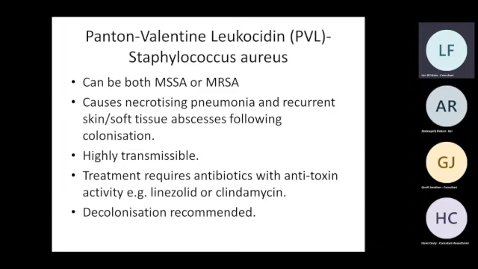Quickly, PVL. So PVL is a particular toxin in some strains of Staph aureus. The strain can be an MSSA or an MRSA, and you get a necrotizing pneumonia with it, or recurrent skin soft tissue abscesses. They don't tend to present together, either pneumonia or the skin abscesses. It's very highly transmissible, and when we treat them, we give an antibiotic with an antitoxin activity as well, such as linezolid or clindamycin, but that's usually on specialist advice. And we would try to decolonize these patients, even if it's an MSSA, but it's very difficult. Quite often decolonization fails.